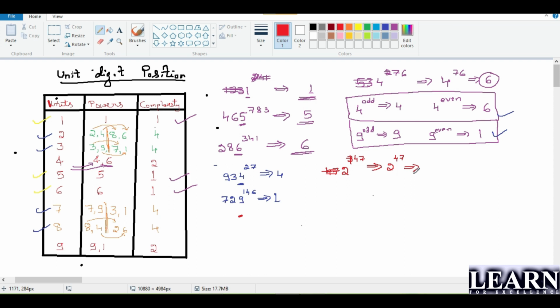How to take it? I know 4 to the power 10. So what I have to do is 2 to the power 47 divided by 4. I need the remainder of it.